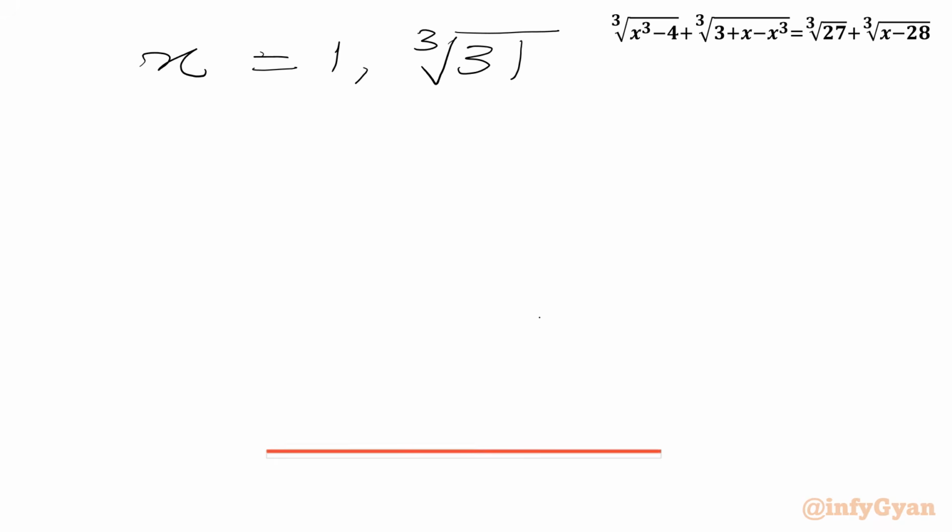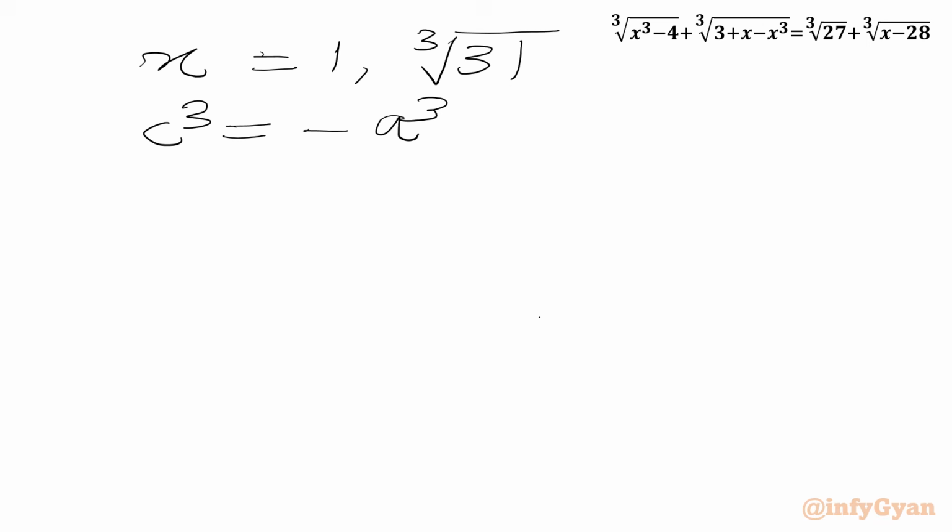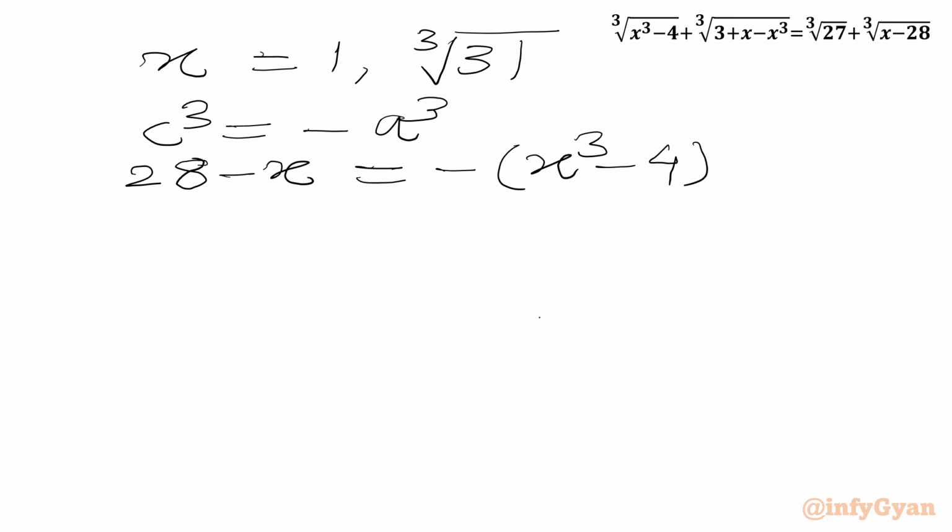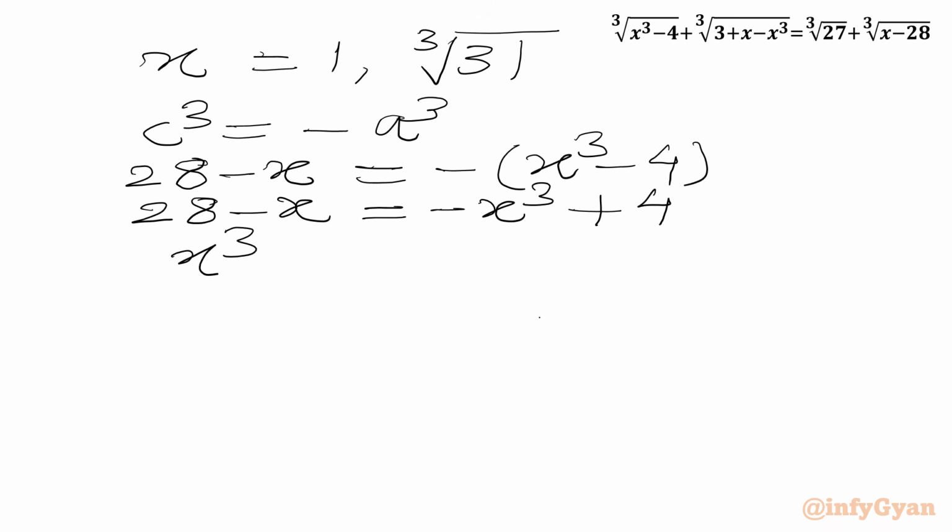Now we have third equation, c cube equal to minus a cube. C cube is 28 minus x. Minus of a cube is x cube minus 4. Now we will write 28 minus x equal to minus x cube plus 4. We'll write all the terms to LHS. We'll get x cube. Then we have minus x. 28 minus 4 is 24 equal to 0.